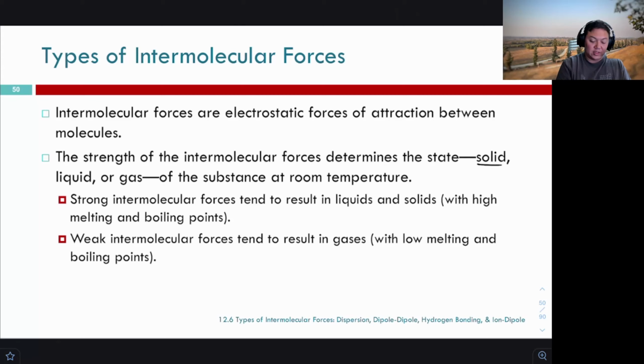So something that's a solid is going to have stronger intermolecular forces than something that's a liquid or something that's a gas. Assuming that all things are at the same temperature. Stronger intermolecular forces tend to result in liquids or solids, and weak intermolecular forces tend to result in gases with low melting or boiling points.